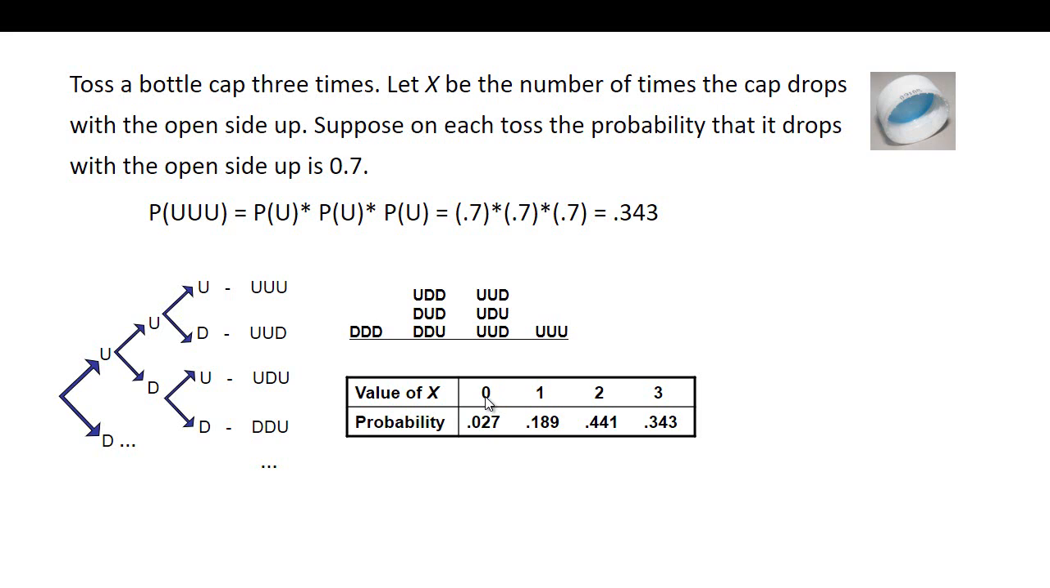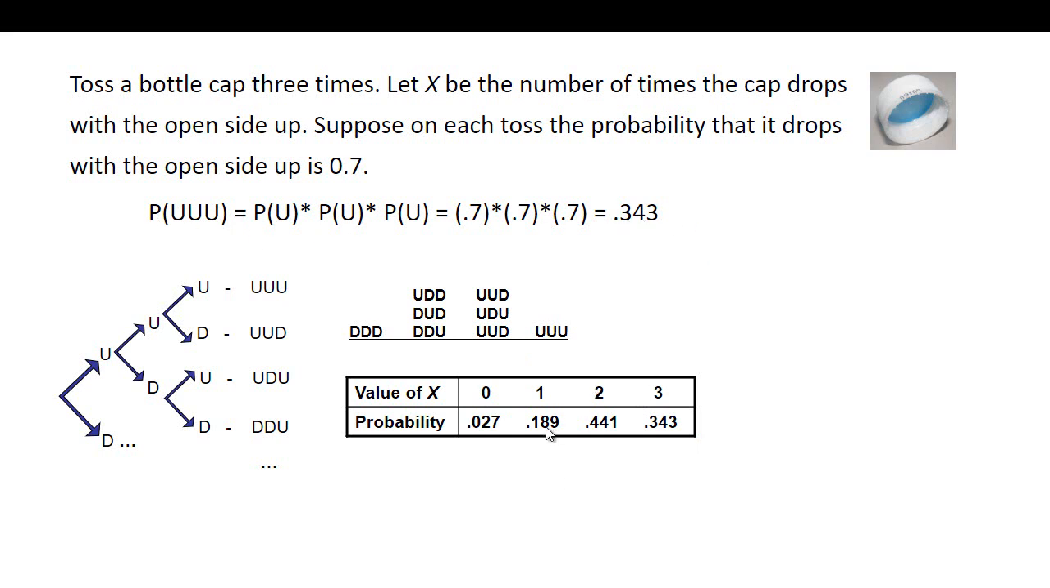And similarly, on the other hand, the probability that x is 3 means that in all three tosses we get U, and so in that case the probability would be 0.343.